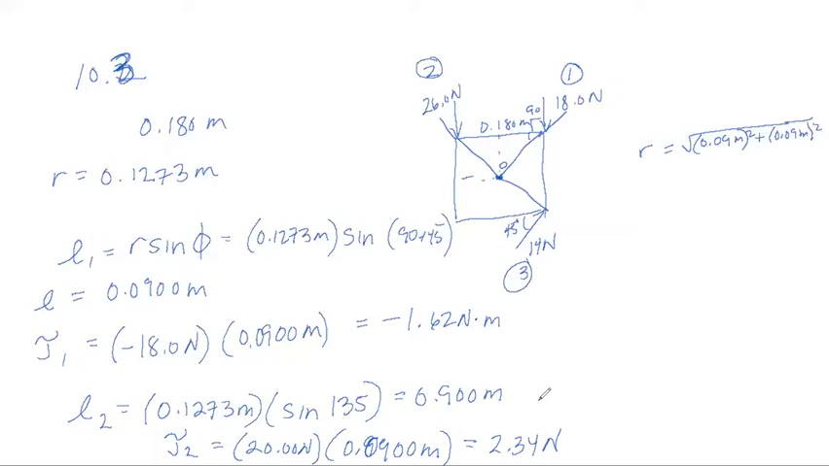All right, finally 3. The lever arm for 3 is, this is going to be 90. So it's going to be L3 equals 0.1273 meters times sine of 90. And that's going to be 0.1273 meters. And tau 3 is going to be 14 newtons. It's going to be negative 14 newtons.